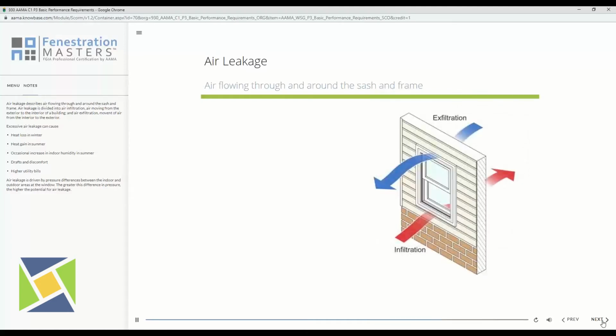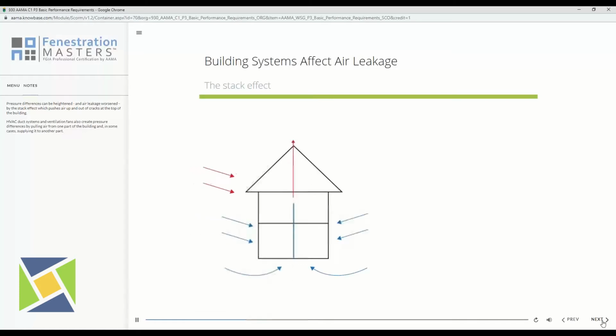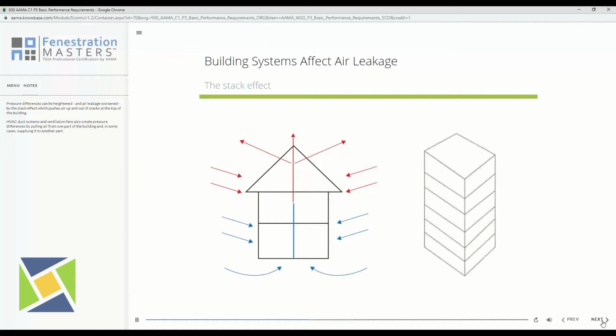Air leakage is driven by pressure differences between the indoor and outdoor areas at the window. The greater this difference in pressure, the higher the potential for air leakage. Pressure differences can be heightened and air leakage worsened by the stack effect, which pushes air up and out of cracks at the top of the building. HVAC duct systems and ventilation fans also create pressure differences by pulling air from one part of the building and, in some cases, supplying it to another part.